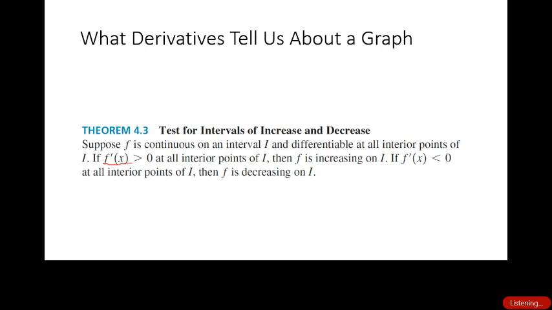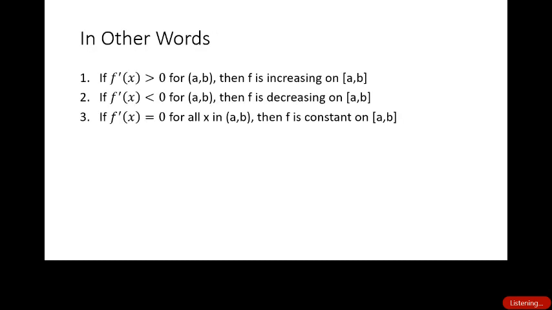If the first derivative is positive for points on a particular interval, then the function is increasing on that interval. And if the first derivative is negative on a particular interval, then the function is decreasing on that interval. So if the derivative is positive, then the function is increasing on the interval from a to b. If the first derivative is negative on all the points in an interval a to b, then f is decreasing. And if the derivative is equal to 0 for all of the points on a particular interval, not just one, all of them, then you have a constant on that interval.